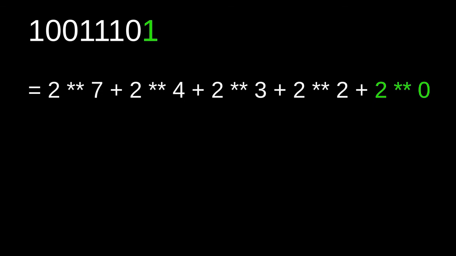The 0th position is equal to 1, so we add 2 raised to the power of 0. We take the sum of this, and this is equal to 157. This was an example of how to convert binary representation into decimal values. Keep this in mind as we talk about hexadecimal values.